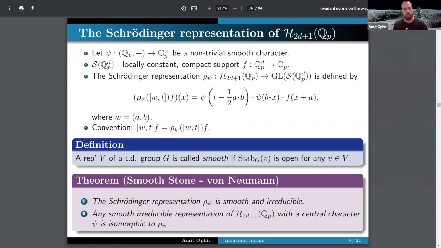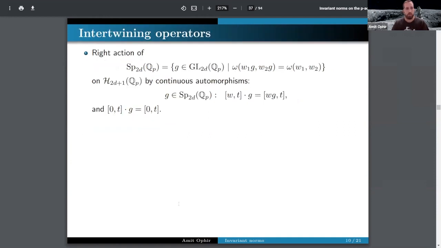And using this, we're going to construct the intertwining operators as follows. Okay, so we have a right action of the symplectic group on the Heisenberg group as follows. If you take an element g in the symplectic group, it acts by multiplication on the right. So the convention here is that vectors are row vectors, and then g acts from the right. And this action is a continuous automorphism of the Heisenberg group, which is the identity on the center of the Heisenberg group.